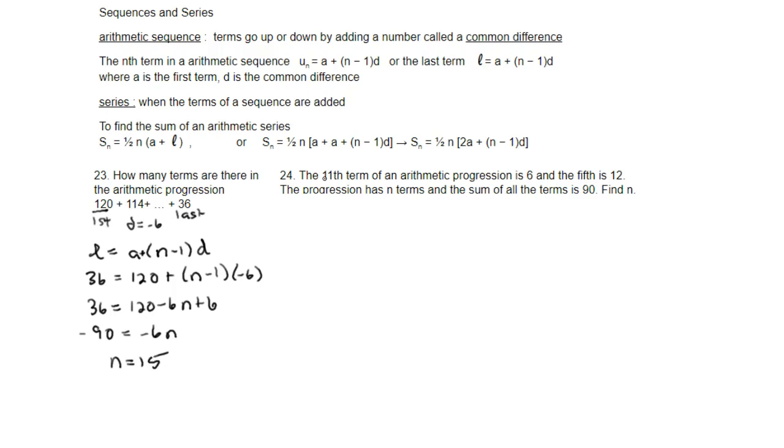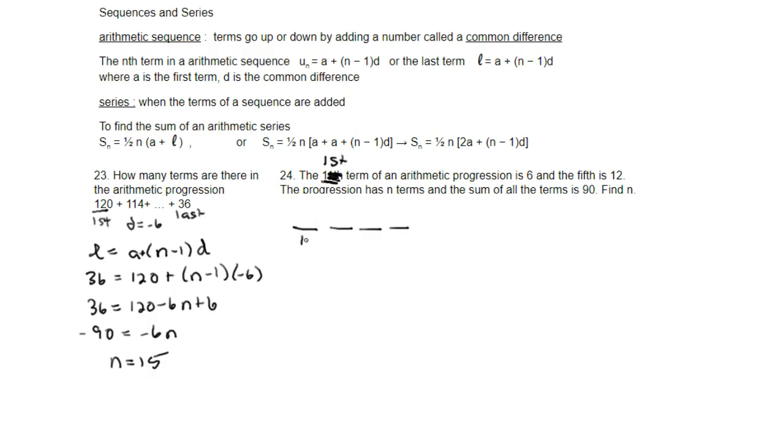Now, in this next one, I apologize. It's screwed up. It shouldn't say the 11th term. Should say the first term. The first term in the arithmetic progression is 6, and the fifth one is 12.